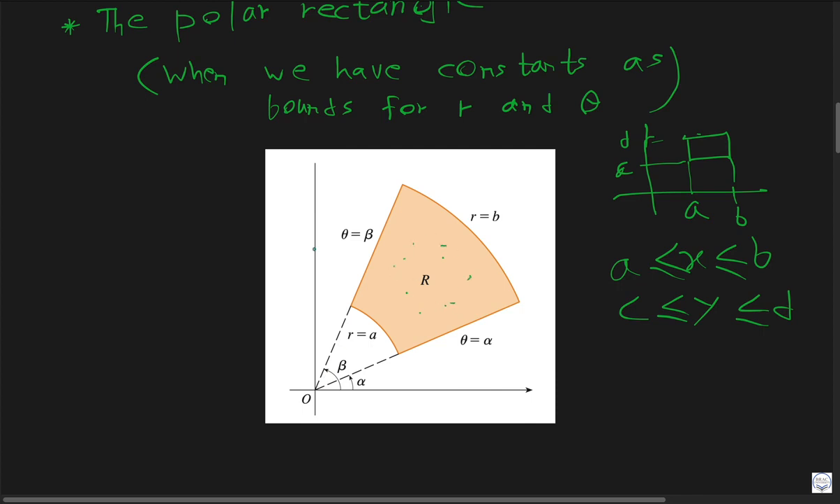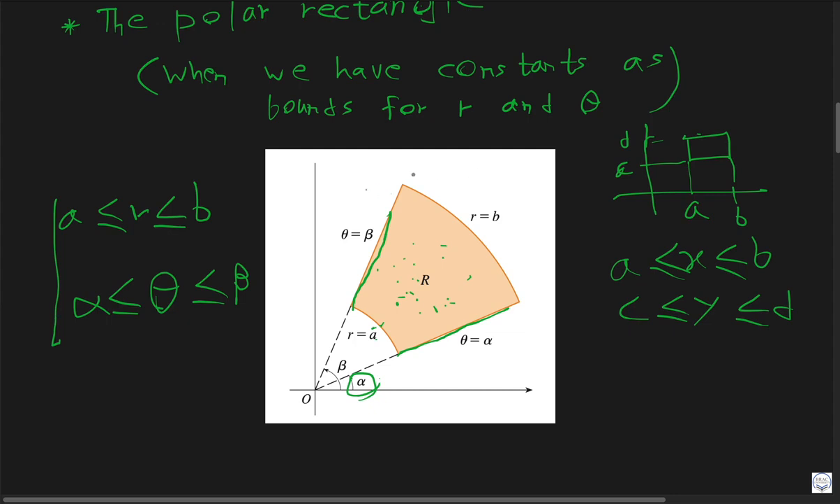Now the same concept can be generalized over here, where the distance between the origin and the points in our region, if they are bounded by two constants a and b, we'll write a is less than or equal to r, which is less than or equal to b. In other words, all those points have a distance from the origin which must be greater than or equal to a and less than or equal to b, and the angle of these points must be, if they're on this line, alpha. If they're beyond this line, they're greater than alpha, and if they're on this line, then they're smaller than or equal to beta. And anything else will lie outside this particular region.